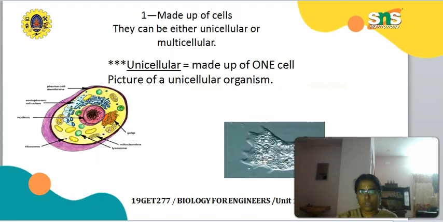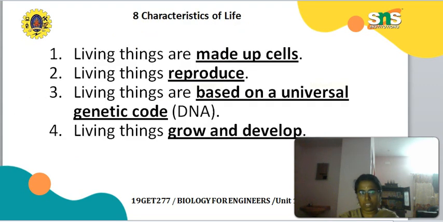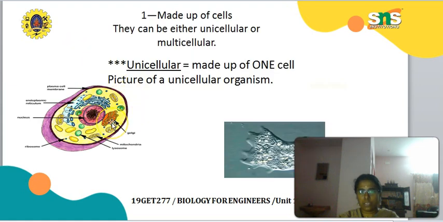Okay, let us see what we mean by unicellular or multicellular. So first one is what? Made up of cells. The first point we already saw is that living things are made up of cells, right? So there are two types, unicellular and multicellular. Unicellular is this pink one. It has a big nucleus, surrounded by the endoplasmic reticulum, plasma cell membrane, ribosome, lysosome, mitochondria and Golgi. So this forms the unicellular organism, made up of one cell.